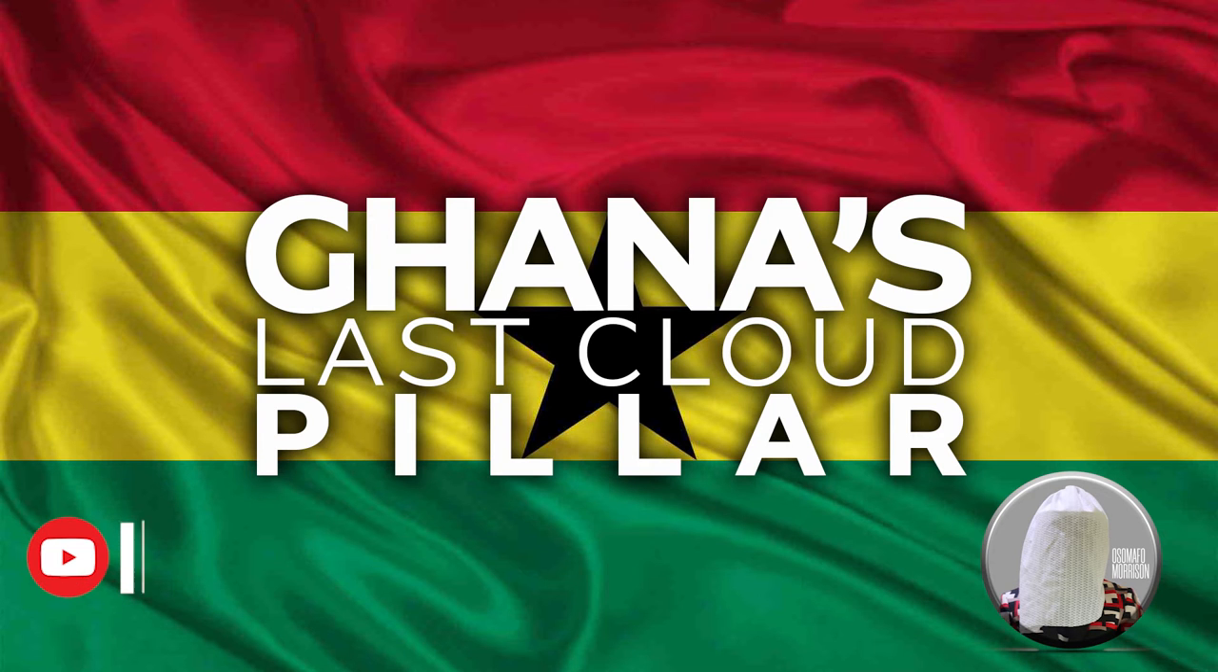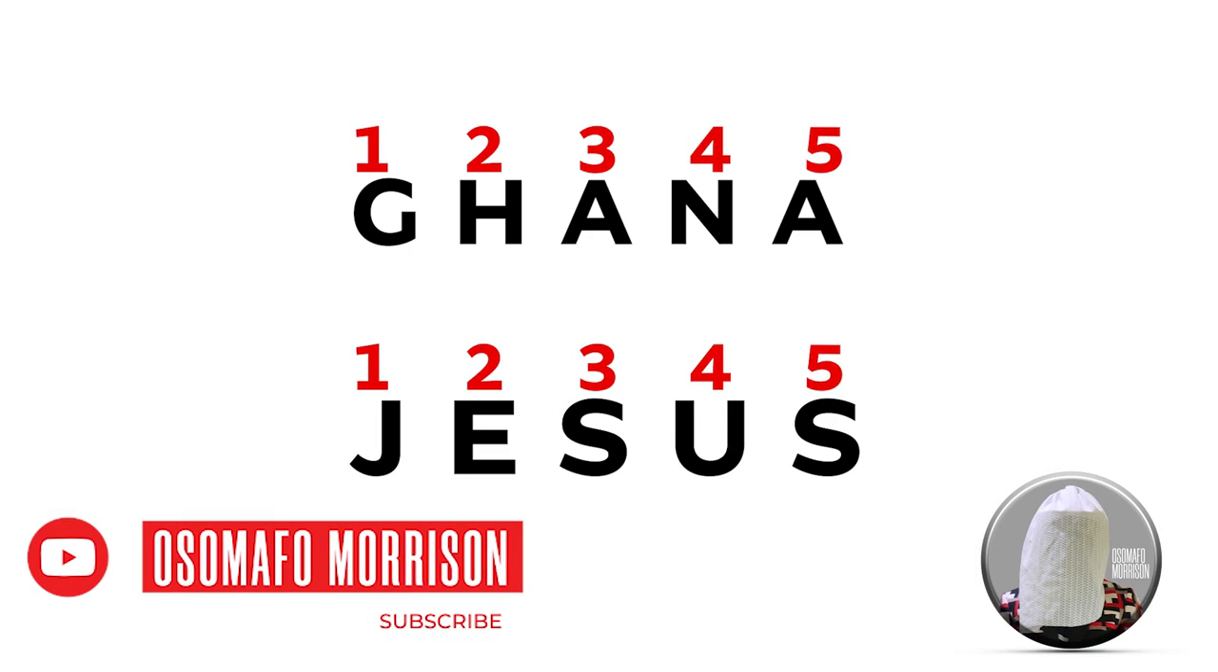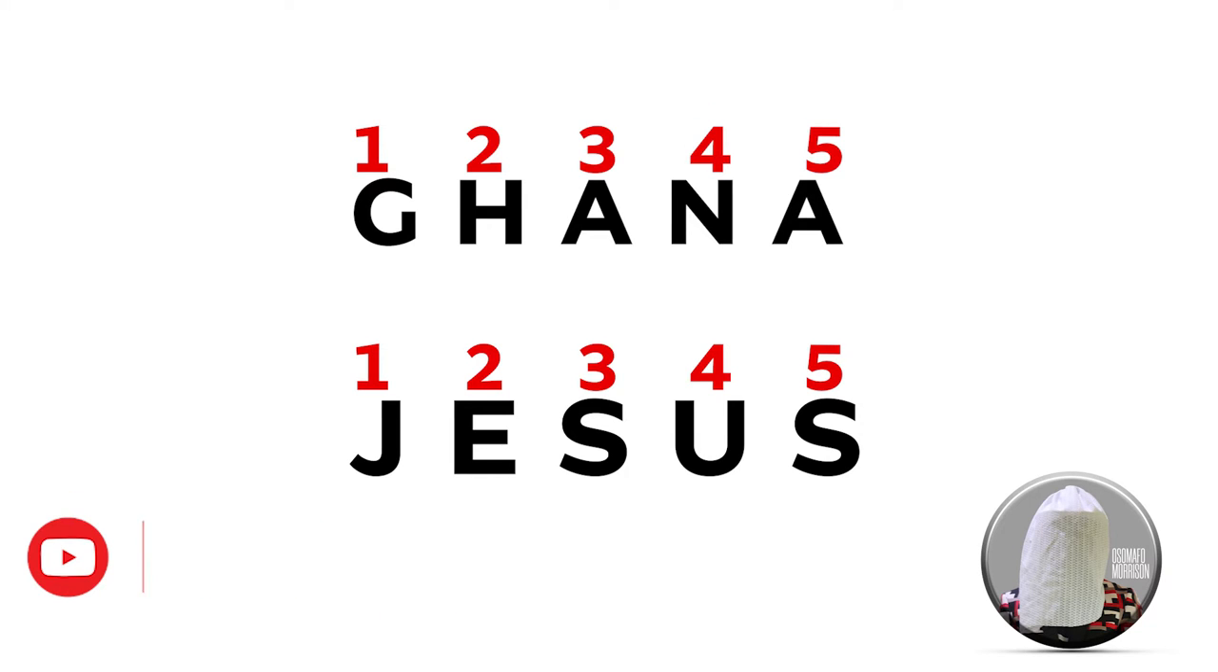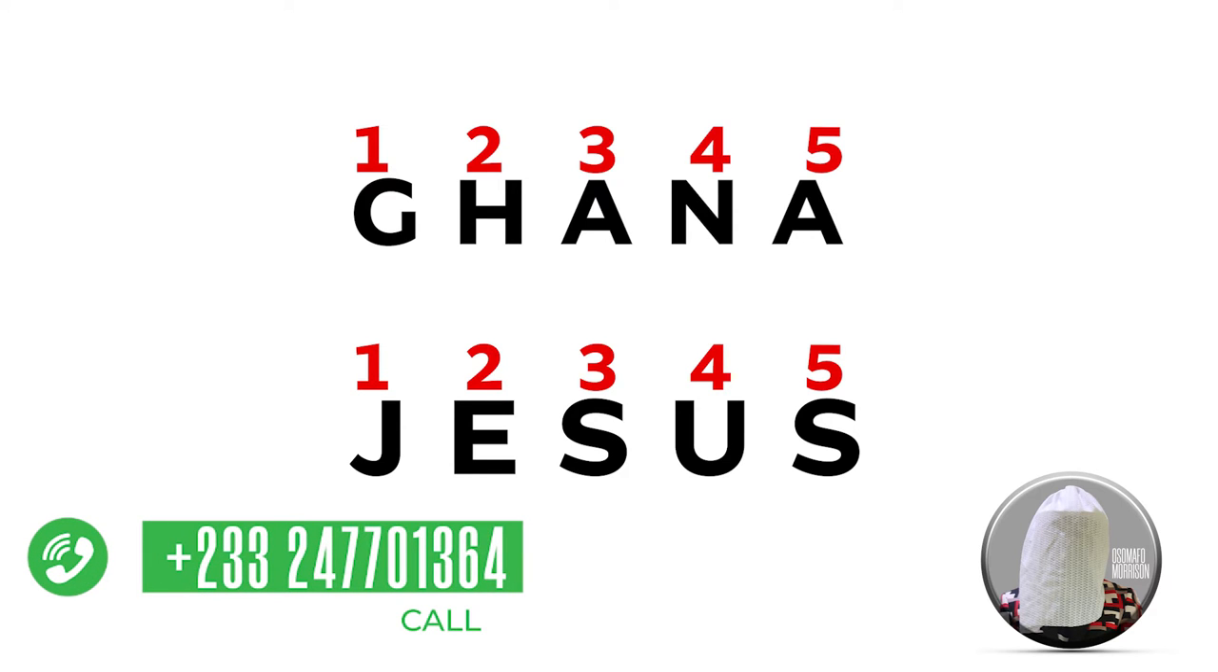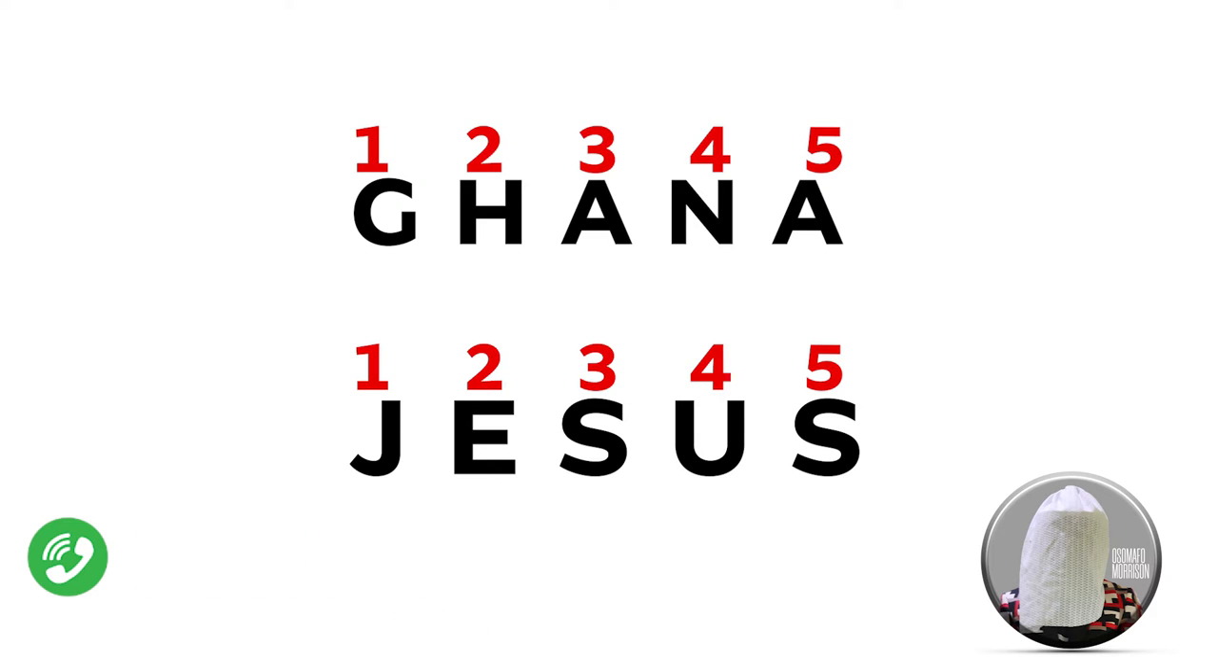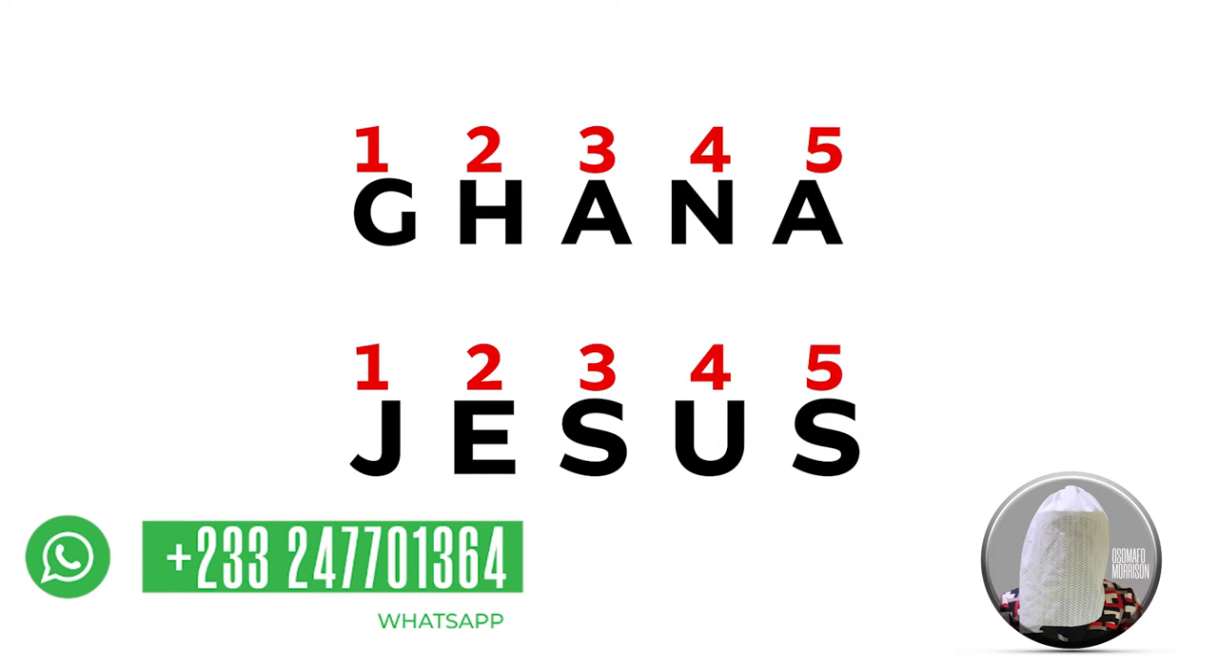Numbers one to five. And he also reminded me that his name is Jesus. The Jesus was spelled here with five letters, and the spelling of his name has five letters. And the spelling of Ghana also has five letters.